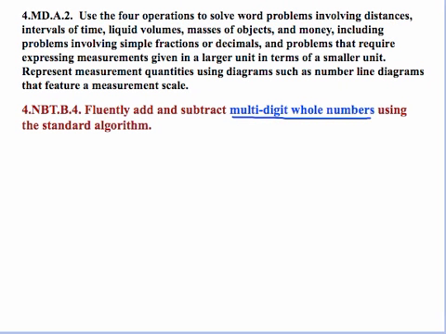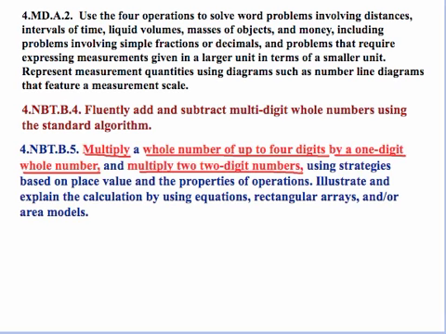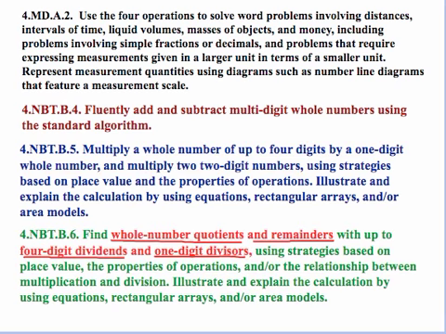In the same grade level, standard 4.NBT.B.4 talks about fluently adding and subtracting multi-digit whole numbers. There's also standard 4.NBT.B.5 that talks about multiplication, but it looks like we're limited to whole numbers of up to 4 digits being multiplied by a 1-digit whole number, or multiplying two 2-digit numbers. Standard 4.NBT.B.6 talks about division, and here it states that we need to find whole number quotients and remainders with up to 4-digit dividends and 1-digit divisors. So it looks like we're limited to 1-digit divisors in particular when it comes to dividing.